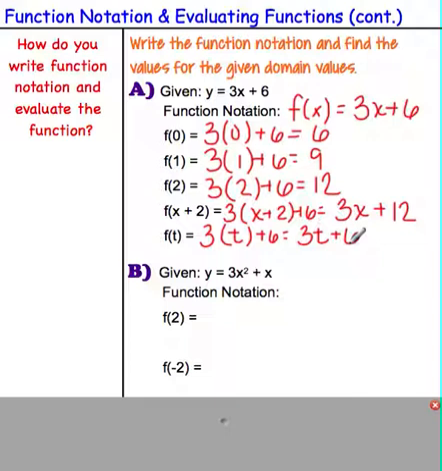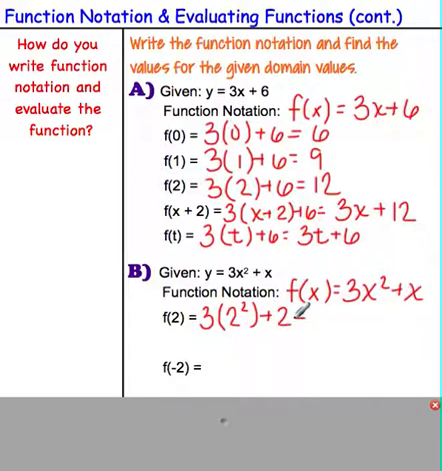All right, let's see if you did it correctly. We have f of x equal to 3x squared plus x. First we're going to look at f of 2. So we have 3 times 2 squared plus 2. 2 squared is 4. 4 times 3 is 12. Plus 2 is 14. Then we have f of negative 2.